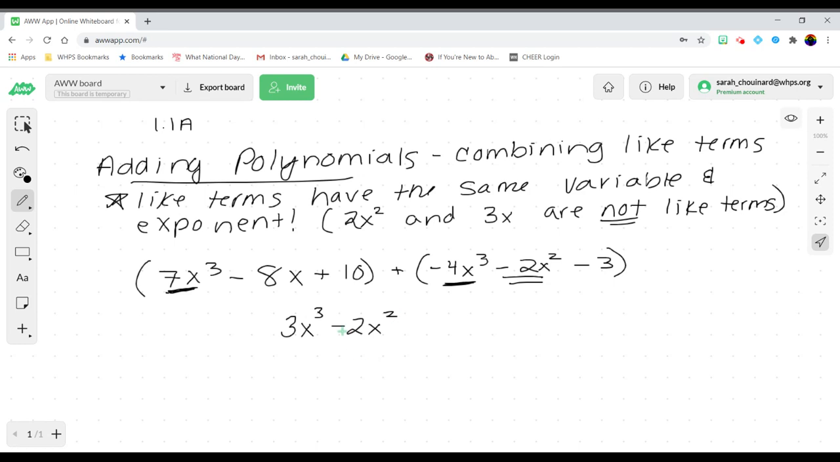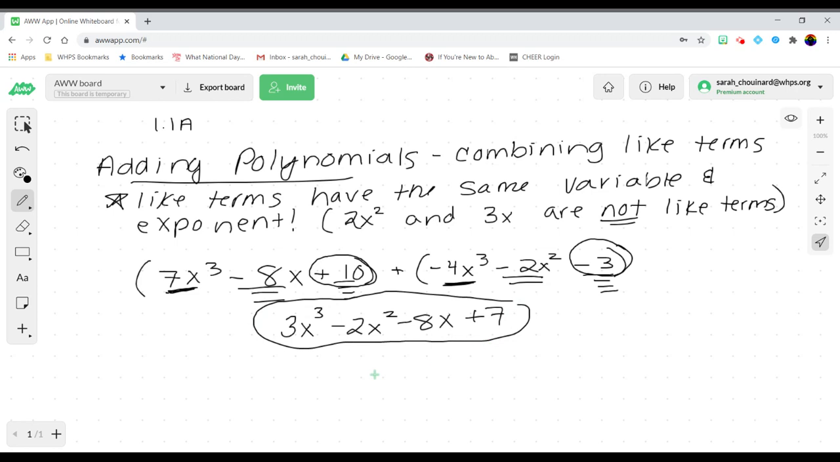Next, I'm going to look for any terms with just an x, and I only have one of those, so I'm going to underline it with 3 lines. That's going to be negative 8x, because it has nothing to combine with. Last, I'm going to add my constants, the terms without a variable. Again, being very careful, this is positive 10 because of the plus sign, and this is negative 3 because of the minus sign. So 10 and negative 3 make 7. So this is our final answer in standard form.